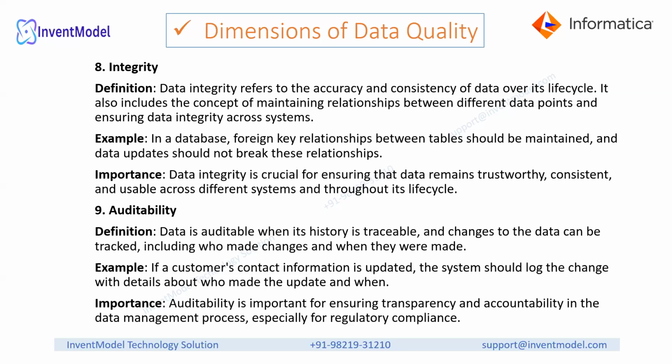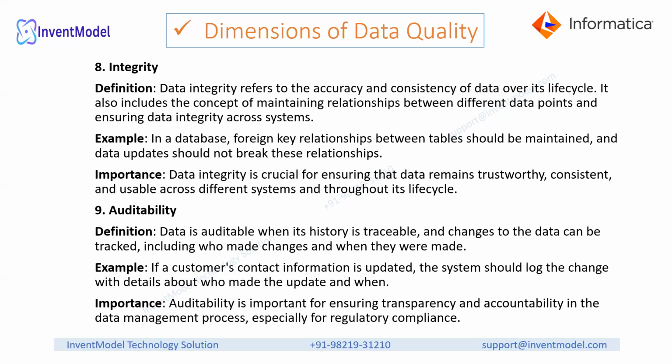For example, in a database, the foreign key relationship between tables should be maintained and data updates should not break this relationship. Okay, so if you are maintaining a primary key foreign key relationship between two tables, we make sure that it is maintained for all the data. If you are updating some information, then this key should not break, otherwise it will violate the data integrity. So data integrity is crucial for ensuring that data remains trustworthy, consistent, and usable across different systems and throughout its life cycle.